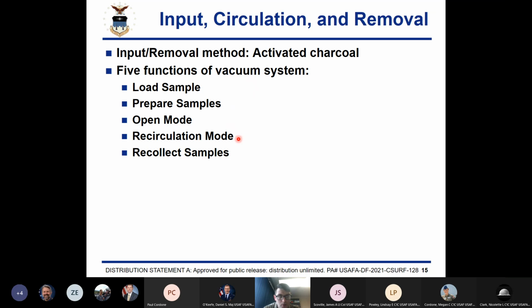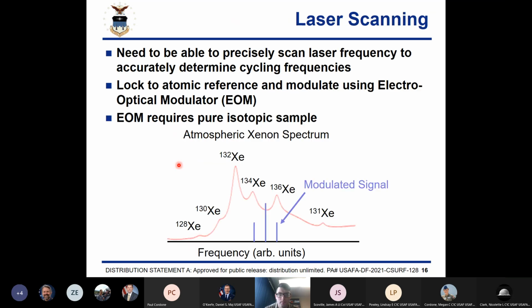We also need a recirculation mode. That's what we will be using with our radioisotopes to make sure they don't get released into the atmosphere. And then finally, we need a way to recollect our radioxenon samples when we're done.